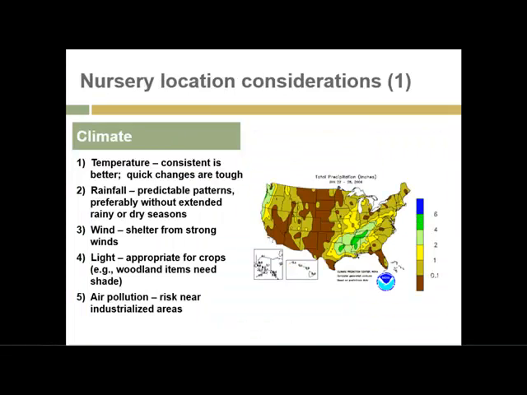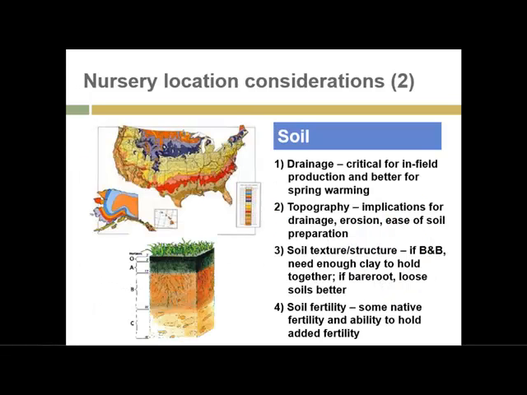So where do you locate your nursery? Well, climate's a consideration. Temperature, rainfall, windiness, the exposure to sunlight, and air pollution can all be factors to consider in where to locate the nursery. And then the soil, as mentioned just a moment ago, the drainage is critical for in-field production, and also well-drained soils make for better conditions for the soil warming in spring, so that the growing season can get underway.